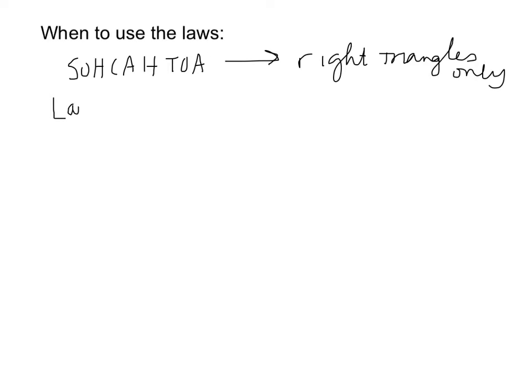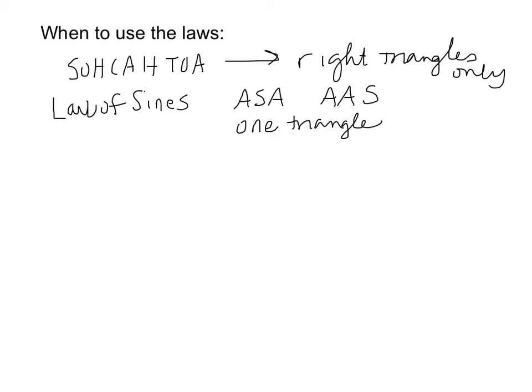The law of sines. Usually we have to be given an angle across from a known side. So we have to have at least that, or we have to be able to get the angle across from a known side. And so with the law of sines, if I have an angle with a side in between and an angle, or I have two angles and then a non-included side, these are going to result in one triangle. That's it, one triangle.